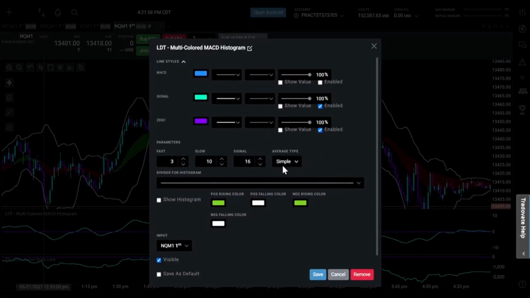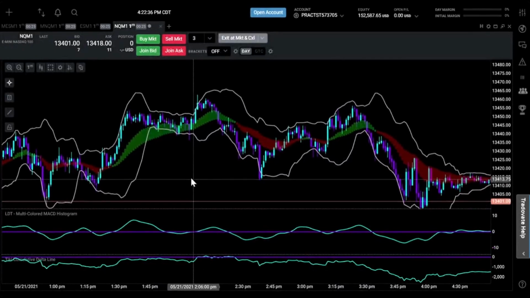This is the thing, right? You've got simple and you've got exponential. The 3-10 oscillator is made off the simple, not the exponential. So make sure you change that to simple. And it's just 3, 10, and 16. And I disabled the histogram. The way this is set up is exactly the way that the 3-10 oscillator is set up. You're going to have the exact same stuff, just cleaner. I don't like that histogram personally. Thank you, sir. No problem.